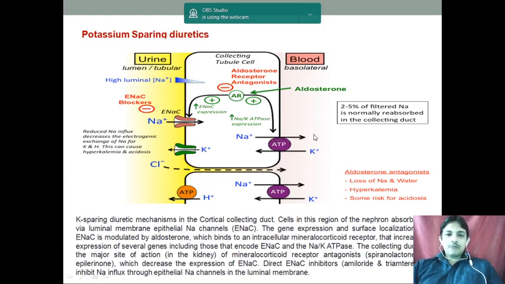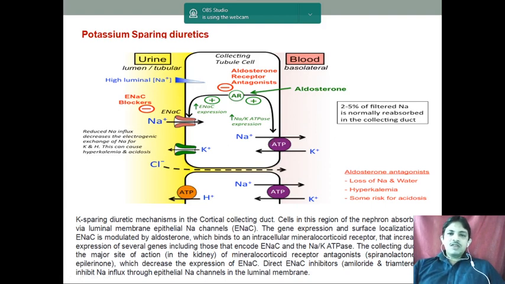Sodium is reabsorbed and potassium is entering into the convoluted collecting tubular cell, and then it is going into the urine. So calcium can go through the pores. Now, the aldosterone receptor, after binding with aldosterone, is increasing the sodium channel expression as well as the sodium reabsorption. Almost 2 to 5% of the filtered Na is normally reabsorbed in the collecting duct. So through the collecting duct sodium is also reabsorbed, but only 2 to 3%.